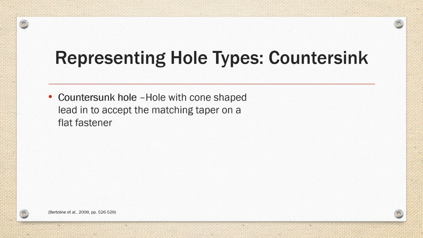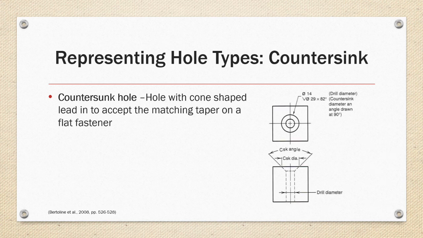The final hole type is also an end condition called the countersink, which is often confused with the counterbore hole type. The countersink is a round cone designed to match the taper on a flathead screw so that the flat screw head is nominally flush with the surface.